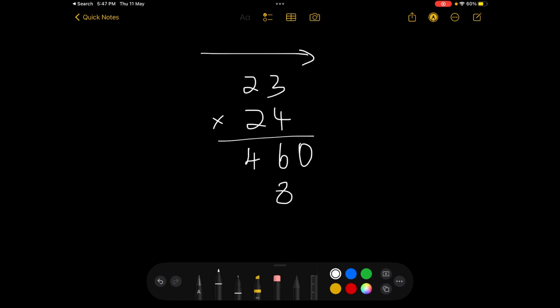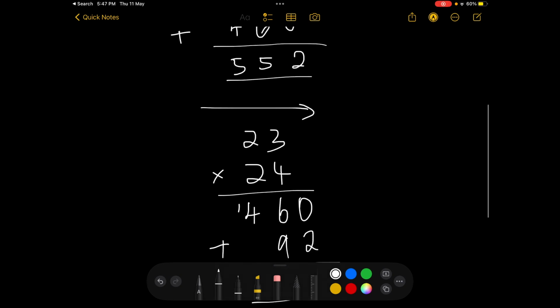Please do not write 812 because it's completely false. So here what we have to do is write the 2 at the back, and then the 1, we have to give to the 8. So 8 plus 1, we get 9. Then after that, we just have to add them up together. 2, 5, 1, 5, 5, 2. Do you see that? The answer is exactly the same.